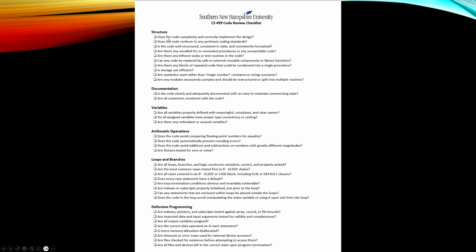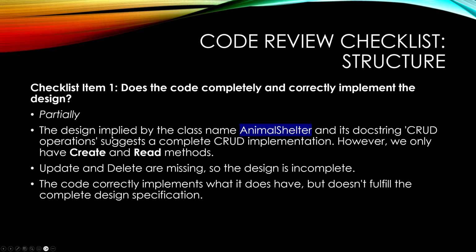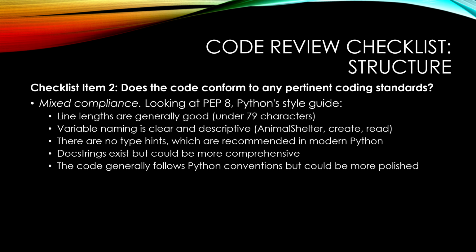So first, does the code completely and correctly implement the design? Partially. The design implied by the class name, animal shelter, is a complete CRUD implementation. However, as we saw earlier, we only had create and read methods, but no update and delete methods. So the code correctly implements what it does have, but doesn't fulfill the complete design specification.